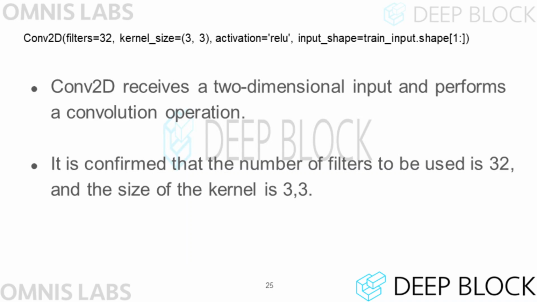In line 18, we can see that the conv2d layer is used. Conv2d layer receives two-dimensional data, performs convolution operation, and passes the result to the next layer. If you read the 18th line, you can see that a total of 32 filters are used, and the size of the kernel is 3 by 3. However, you may find it strange that the activation function is also used in convolutional layers. This means that each value in the matrix that comes out after the convolution operation is passed to the activation function.